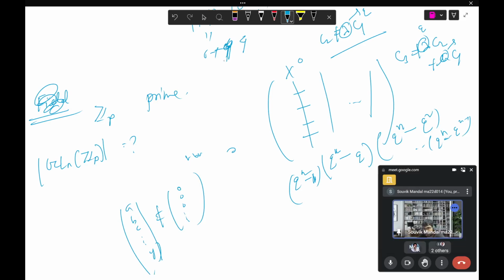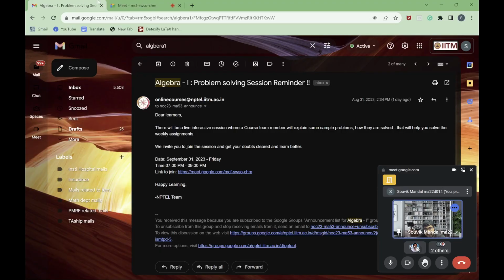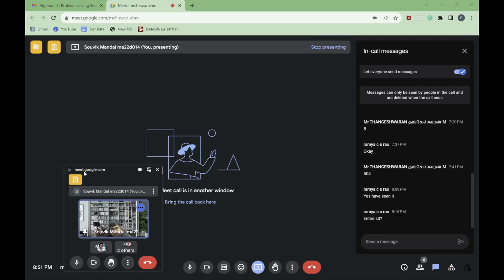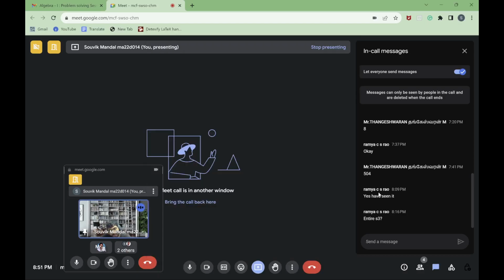Please let me know. Oh sorry, now I can see some group chats there. While sharing the screen, it is not visible, that's why I could not see the chats. Sorry.